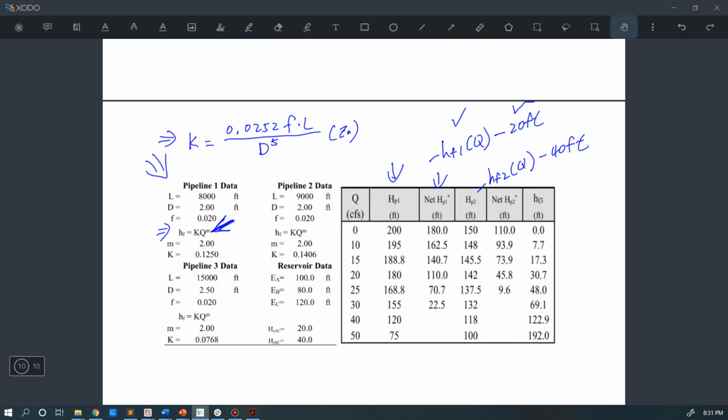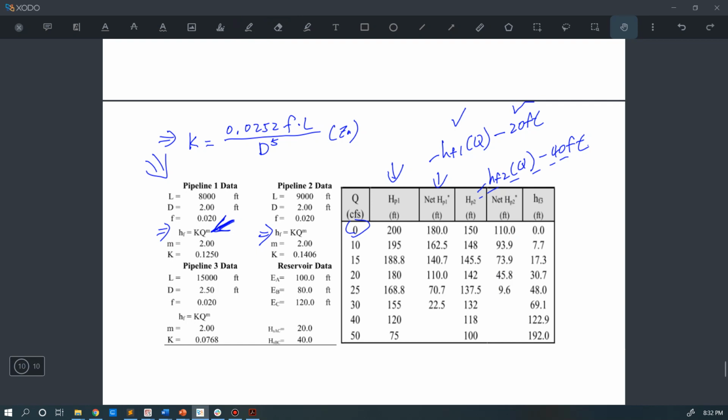Okay, so let's look at the first row. Because the flow rate is equal to 0, the friction head loss is also equal to 0. So we only need to subtract the elevation difference, which is 40 feet. So 150 minus 40 is equal to 110. You can use this formula with the friction head loss equation shown here to calculate every number in this column.